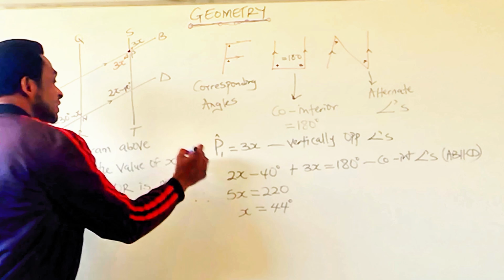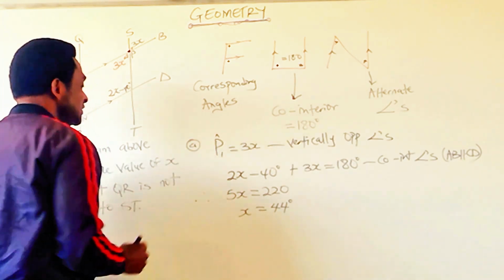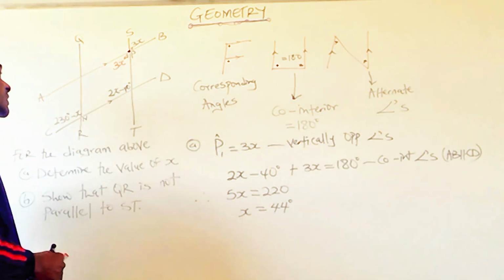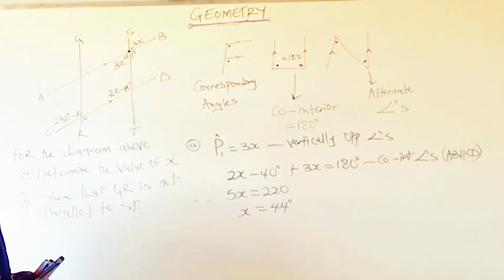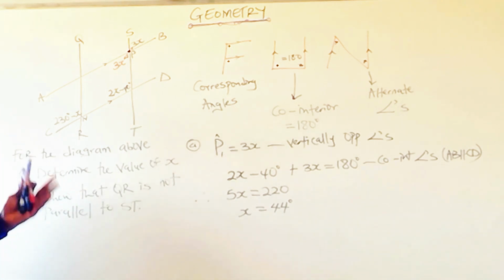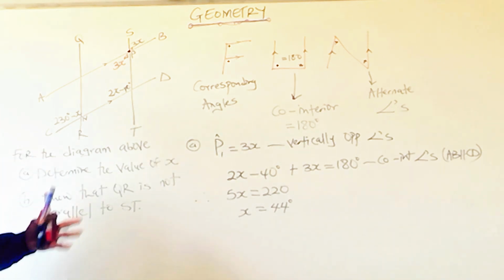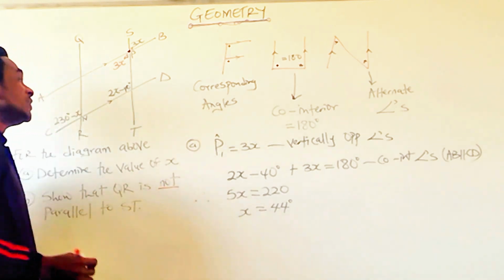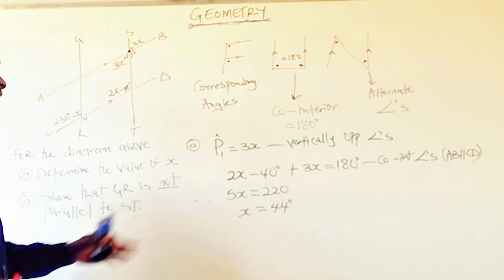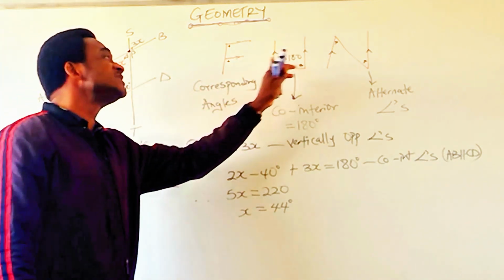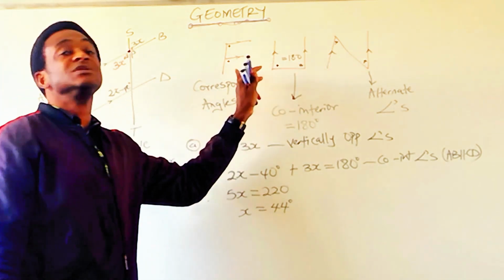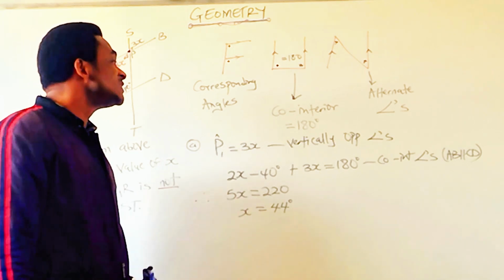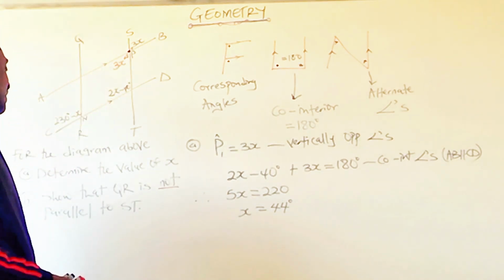Now that is question A. Let's look at the second question. They are asking us to show that QR is not parallel to ST. For them not to be parallel, it means they will never satisfy any of these three conditions.